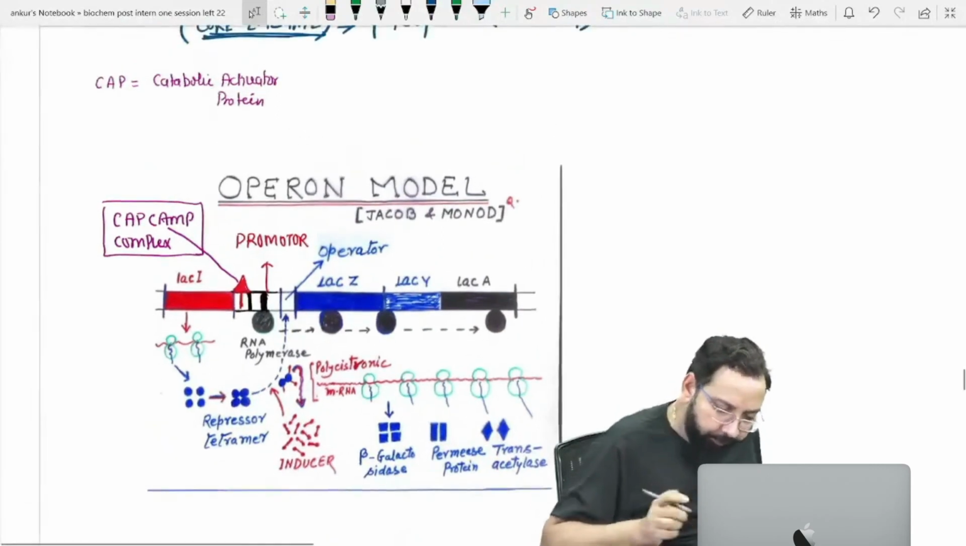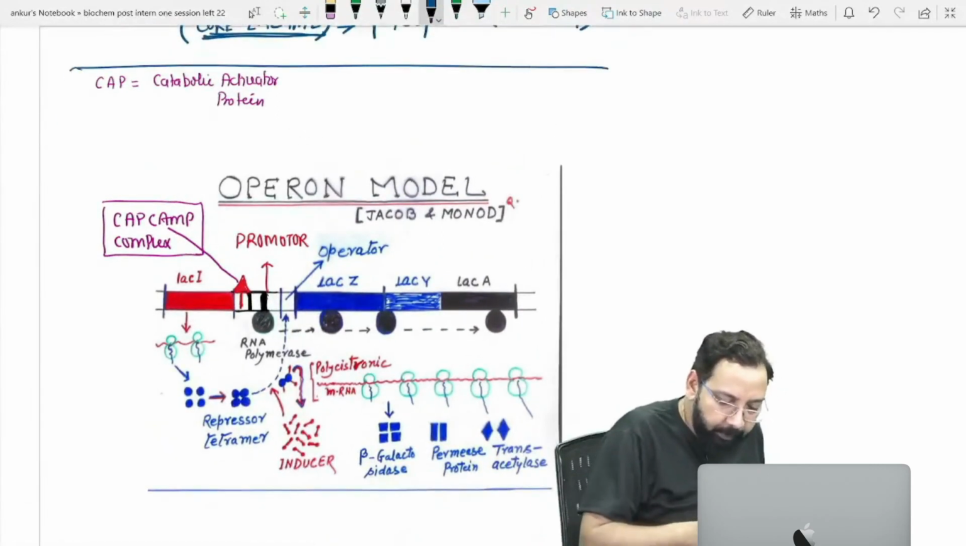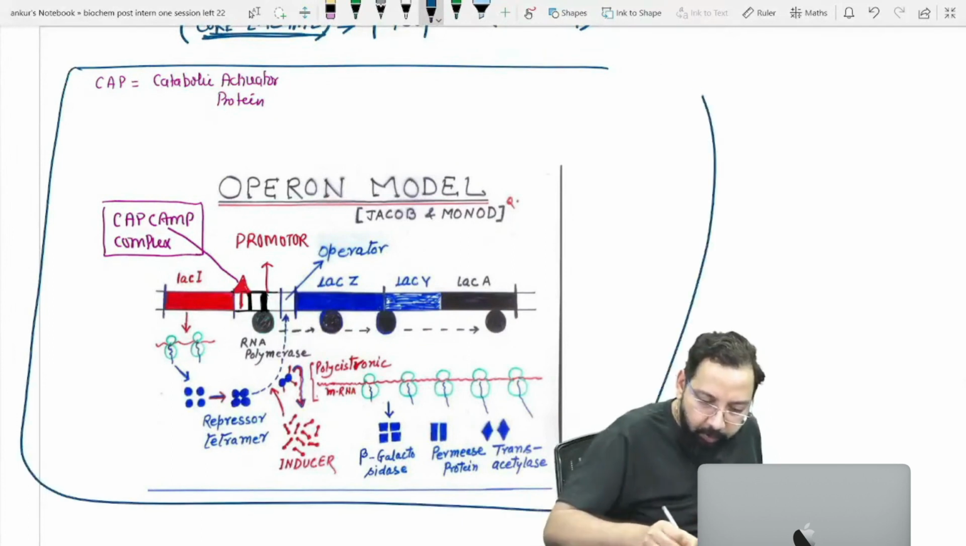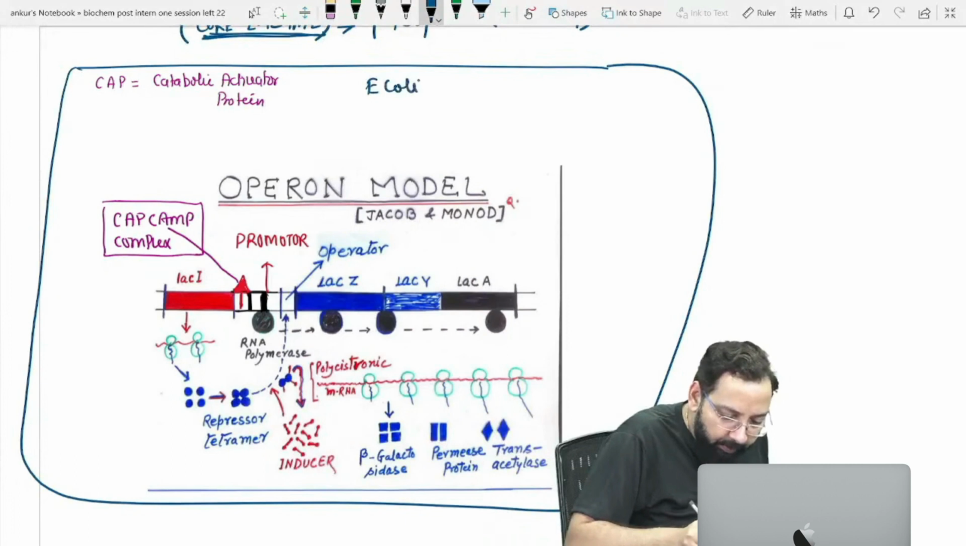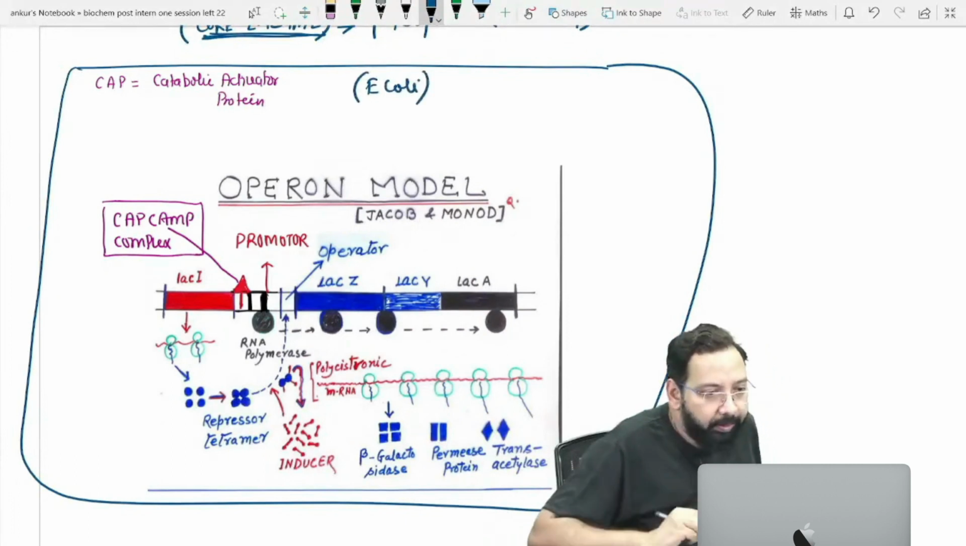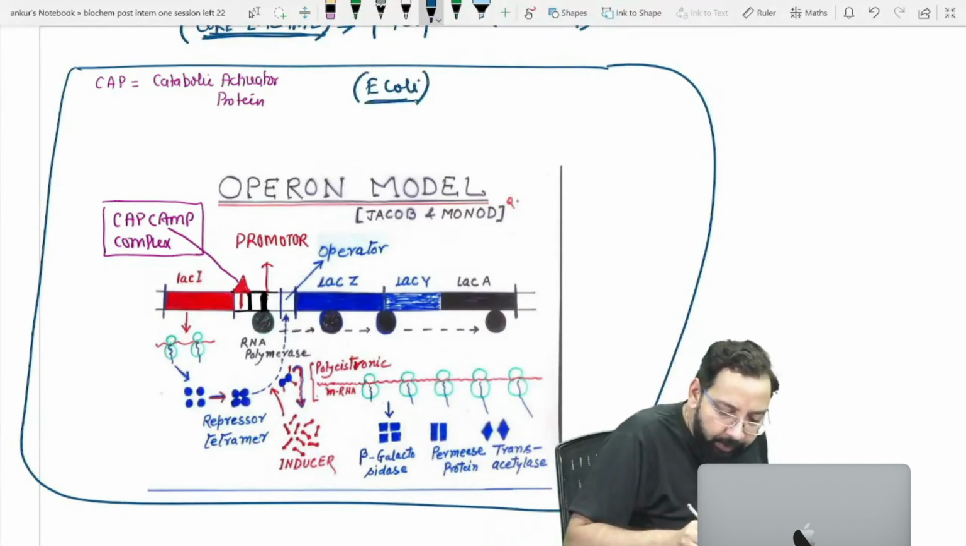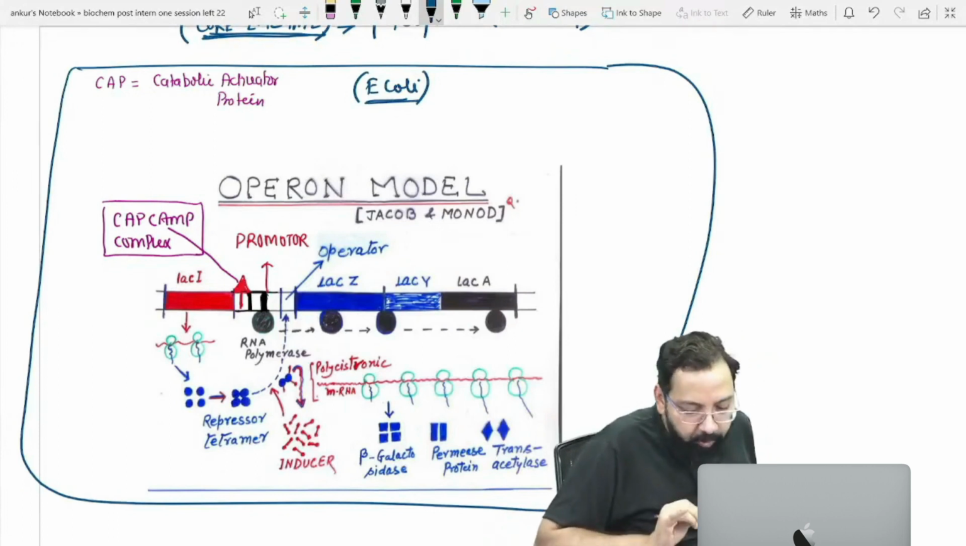Lac operon. This is E. coli. E. coli is having the lac operon.